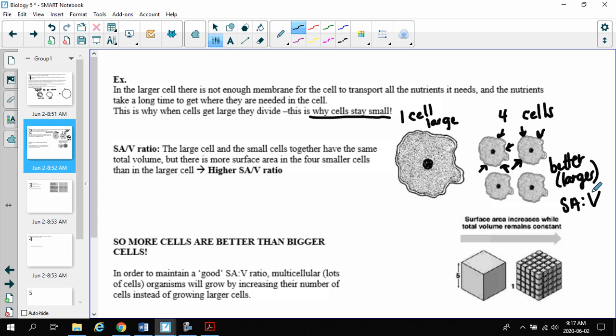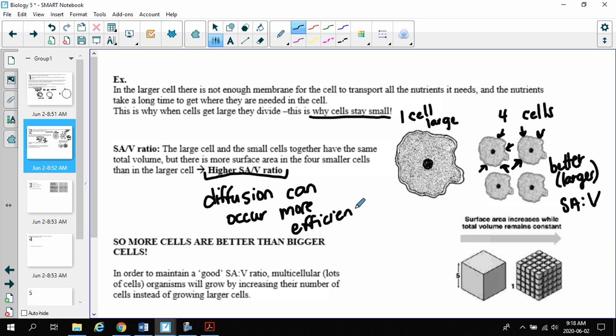So cells want to stay pretty small because as you increase the size of the cell, the volume increases quite fast. So the large cell and the small cells together have the same total volume, but there's more surface area in the four smaller cells than the larger cell. So it's a higher surface area to volume ratio. And so that means something like diffusion or other types of transport occur more efficiently. So more cells are better than bigger cells.